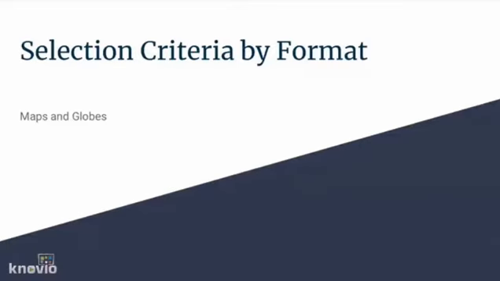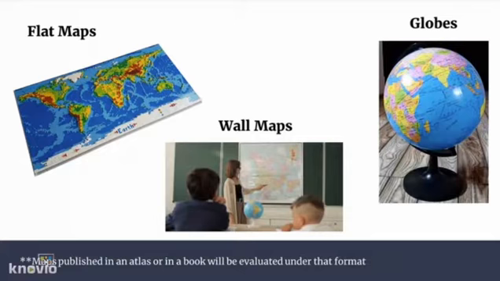Hi, this presentation will review the selection criteria for maps and globes. Evaluation criteria for the maps and globes in your collection in your library will refer to the flat maps, the wall maps, and the globes. So maps published in an atlas or in a book, those will be evaluated under that format.